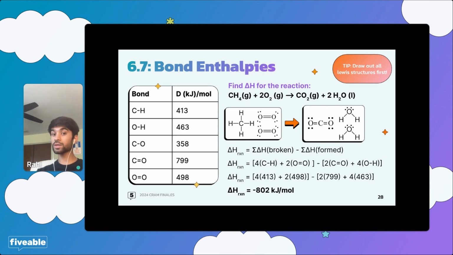Kilojoules over mole is required. That's the heat of the reaction: negative 802 kilojoules for every mole of the reaction that's occurring. It is the correct form. Yes.